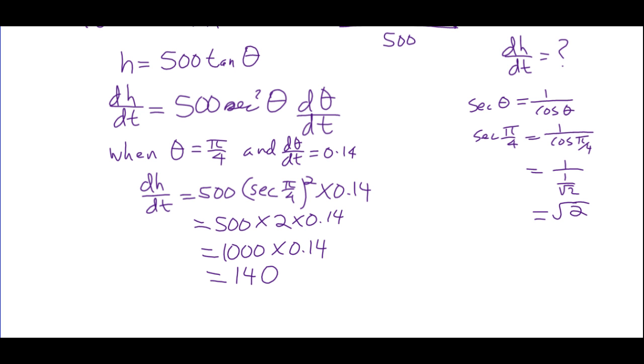And we get 140. Our units: it was in feet, and the angle was changing in radians per minute, so we have feet per minute. 140 feet per minute is the rate at which the balloon is rising when the angle of the rangefinder is pi over 4, at that moment in time.